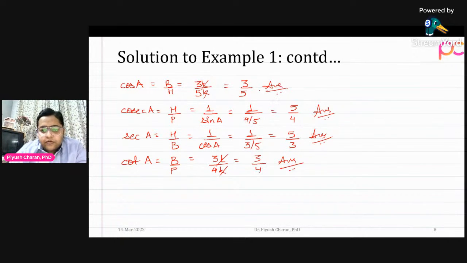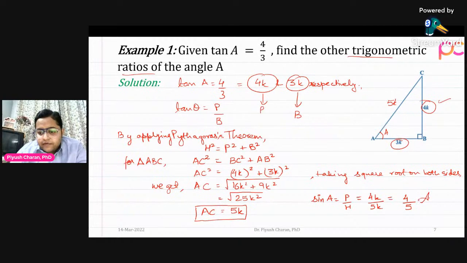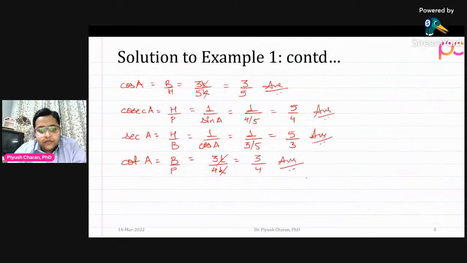Since we already knew tan A, and we calculated the third side of the triangle using the Pythagoras theorem, this way we can calculate all the trigonometric ratios of a particular angle. If we know any two sides, we can calculate the third side using the Pythagoras theorem, because it is only applicable to right angle triangles. So this way we can solve these questions.